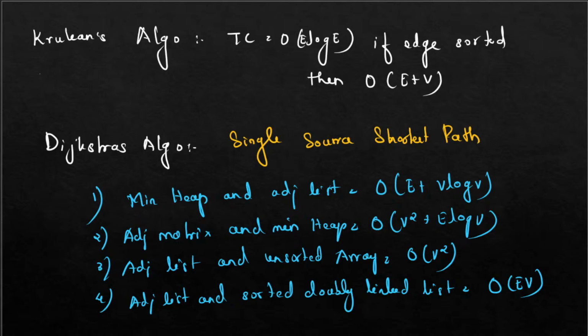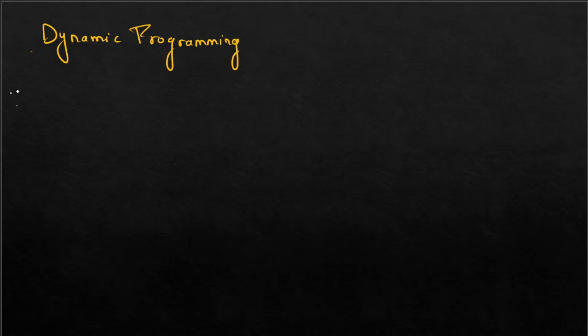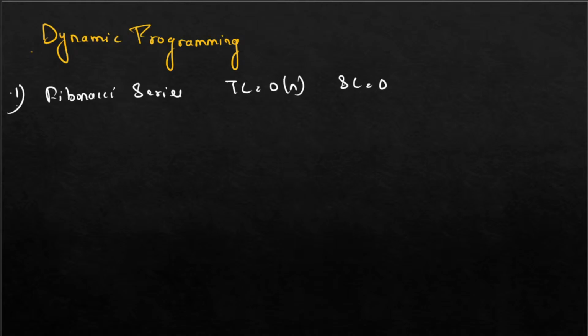Okay, everyone. Now let's talk about dynamic programming. Okay, let's see the topic of dynamic programming now. So in dynamic programming, the very first is Fibonacci series, where the time complexity is big O of n and space complexity is big O of n.